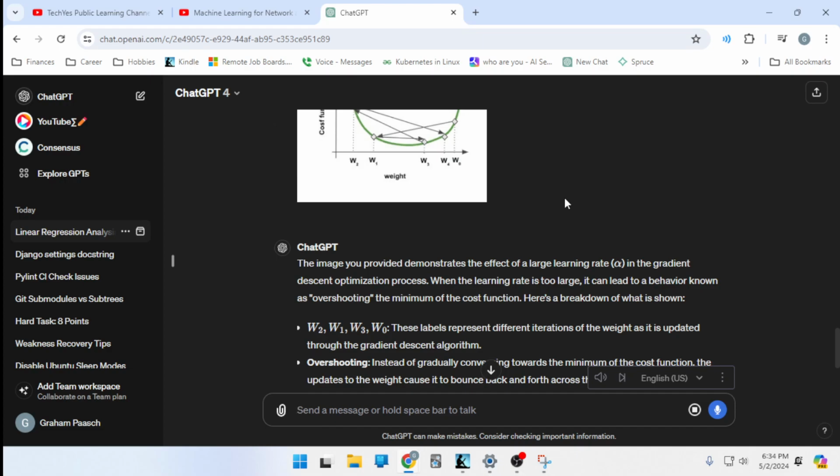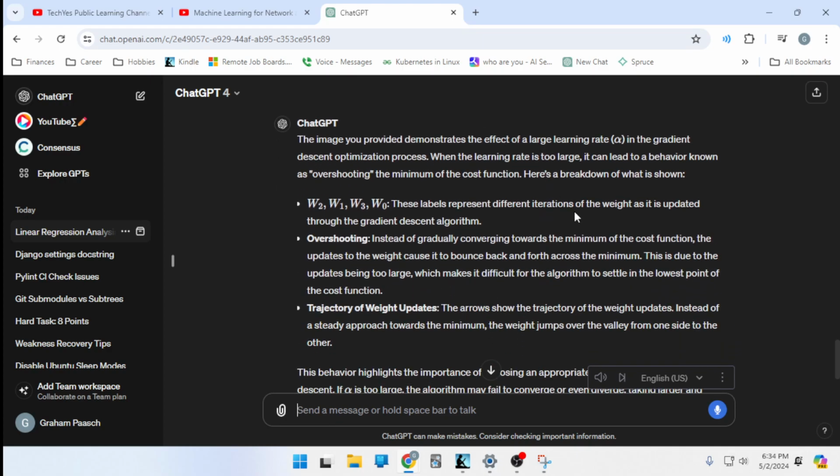W2, W1, W3, W0. These labels represent different iterations of the weight as it is updated through the gradient descent algorithm. Overshooting: instead of gradually converging towards the minimum of the cost function, the updates of the weight cause it to bounce back and forth across the minimum. This is due to the updates being too large, which makes it difficult for the algorithm to settle in the lowest point of the cost function.